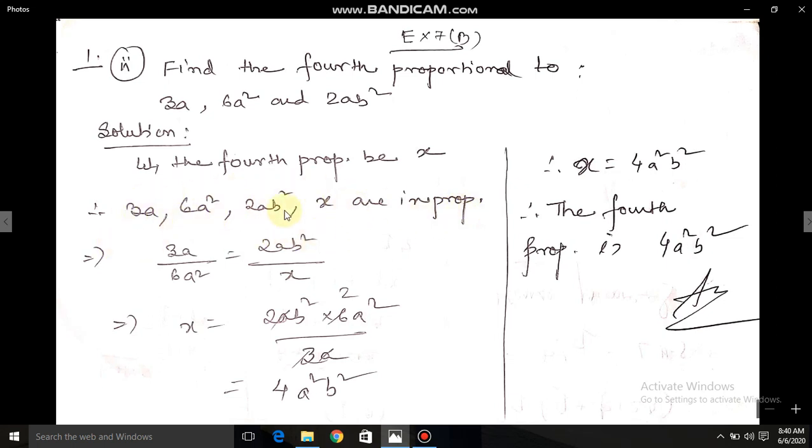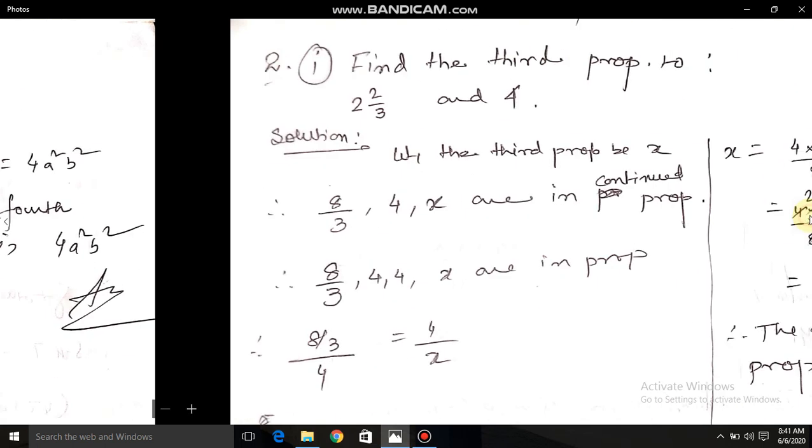In the previous day also we have learned that four numbers have to be there for them to be in proportion. Okay, so 3a by 6a square is equal to 2ab square by x. Now we need to find the value of x. So x is equal to 2ab square into 6a square divided by 3a. You get 4a square b square. Therefore the fourth proportional is 4a square b square. Understood? Now let us move to the next sum.